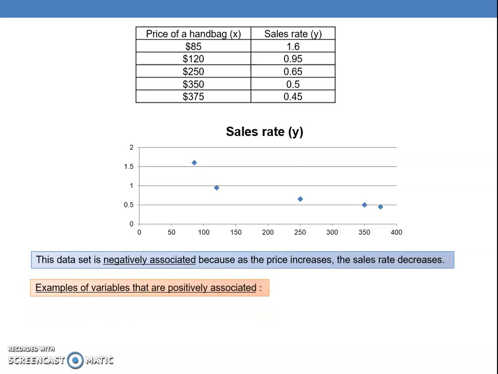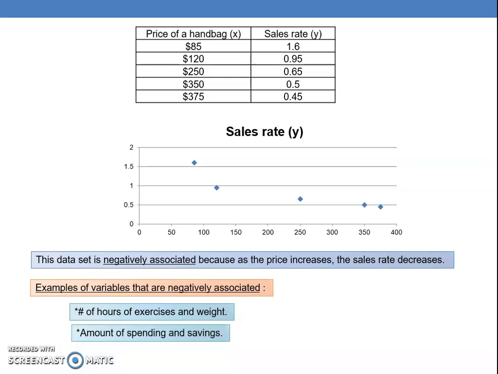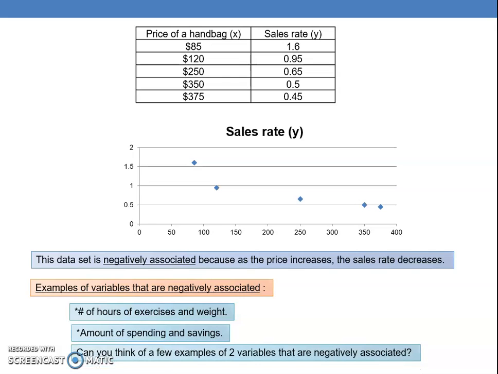So examples of variables that are negatively associated would be the number of hours of exercise and your weight. Usually, the more you exercise, the lower the weight is going to be, right? So they are negatively associated. Another example would be amount of spending and savings. So the more you spend, right, the savings will go down, right? So how about you? Can you think of two examples or two variables that are negatively associated?